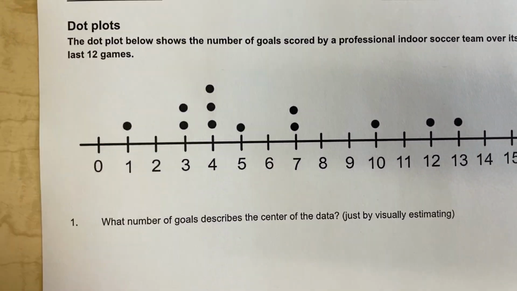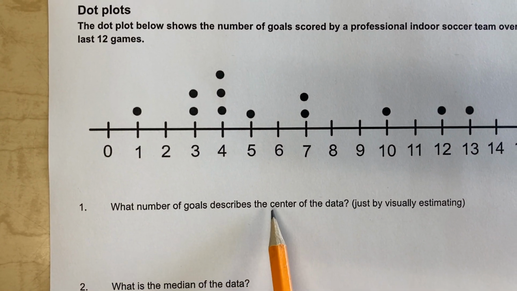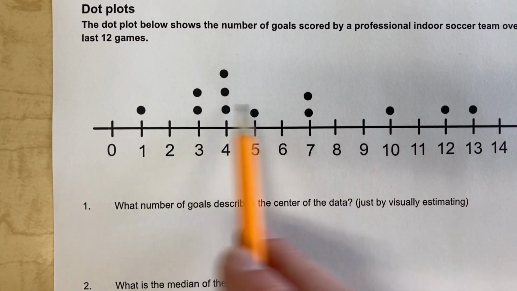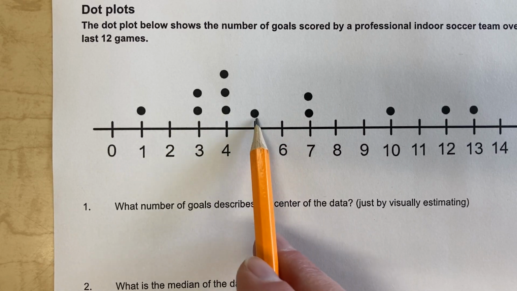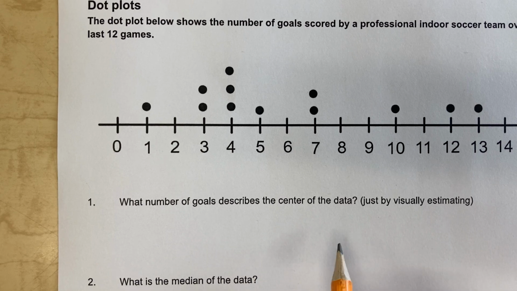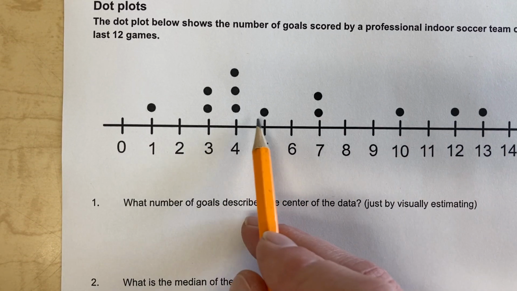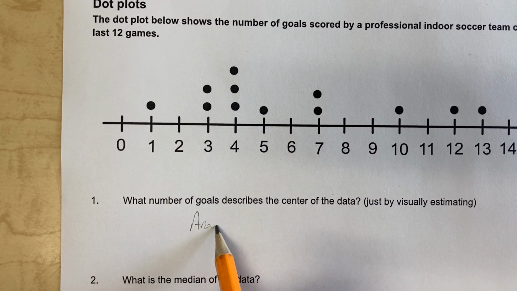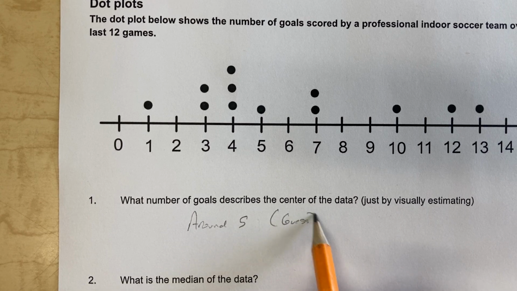All right, these are the answers to our test review. We got a dot plot here, and it says what number of goals describes the center of the data, just by visually. So you kind of look at here, maybe you pick somewhere in the 5 to 6 range, or maybe you went with the highest one. This is just your eyeball test, right? So just by looking at it, I would say that we're probably somewhere around 5, okay? But again, this is just a guess. We aren't really sure at this point.